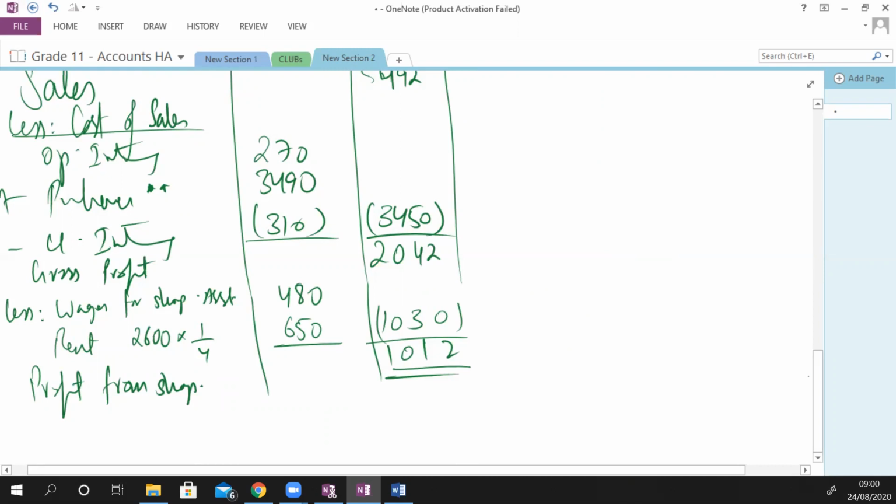So I quickly went through this question just for you to have an idea of how it is done in club accounts. How do you actually follow all the steps? Because it's very important to follow all the steps. All right.